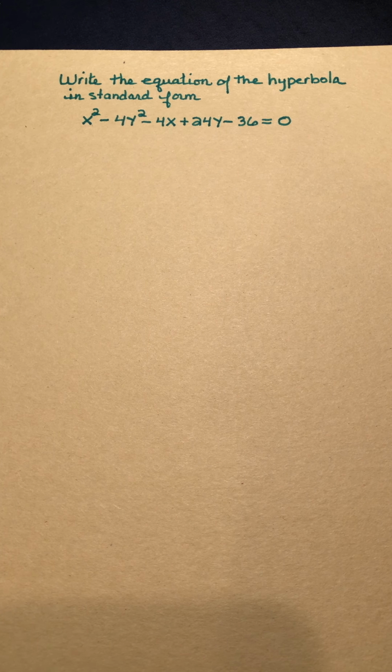Good morning. In this problem, we're asked to write the equation of the hyperbola in standard form. So a couple things before we start. The first is to understand that this must be general form. The way that I think about general form for any of the conic sections is that general form is basically everything multiplied out. So this is in general form.